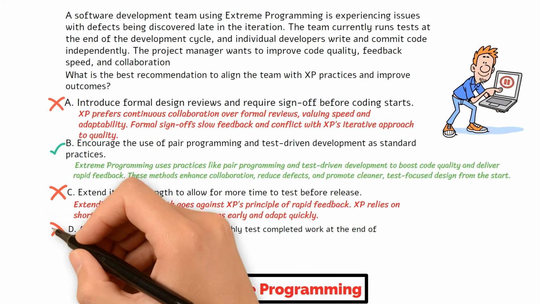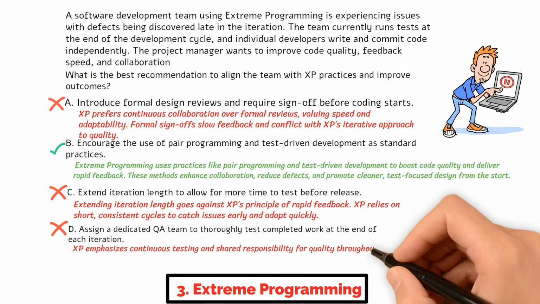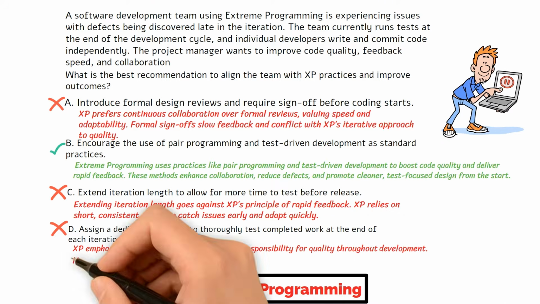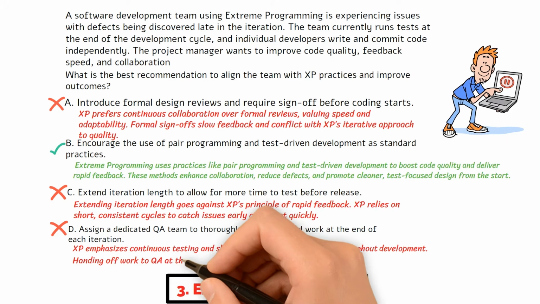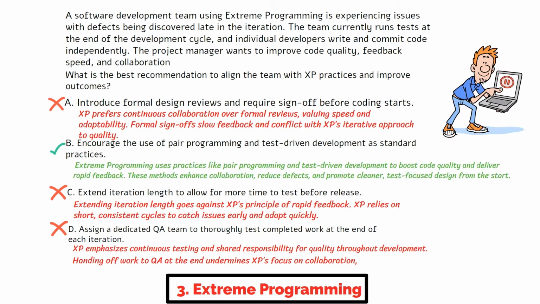Choice D is incorrect. XP promotes continuous testing and shared ownership of quality, not handoffs to QA at the end. A dedicated QA team working after development violates XP's emphasis on collaboration, automation, and built-in quality. Okay, let's move on if you are ready.